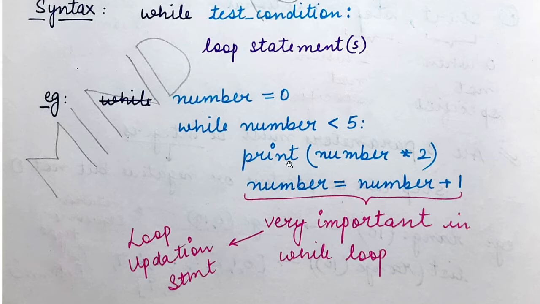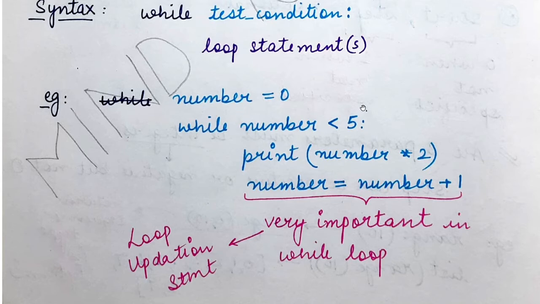So the while loop consists of two main statements. First, we are printing the number multiplied by 2. That means we are multiplying the number by 2 and printing whatever result we get. And then we are incrementing the number by 1. Now, this second statement is very important, because this statement will determine the value of the loop control variable, which is number in this case.